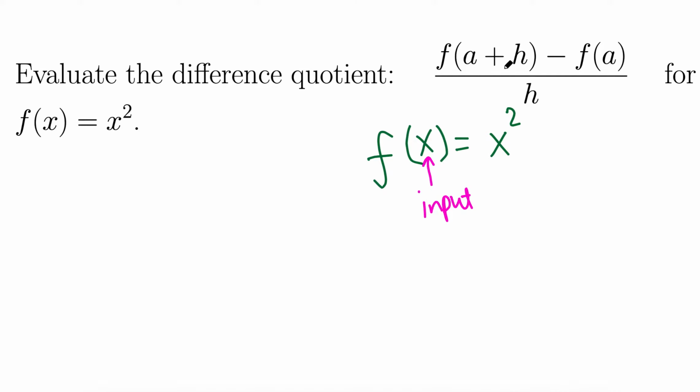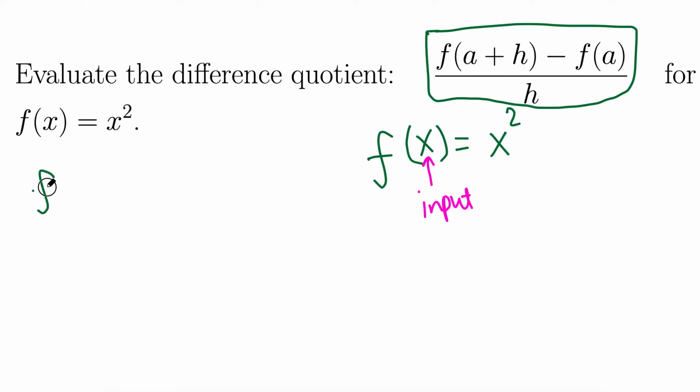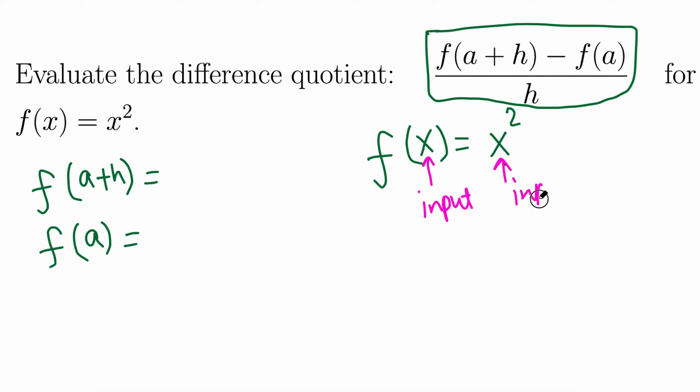Okay, so for this fraction, which is called the difference quotient, we need to evaluate f of a plus h, f of a, then subtract and divide by h. So looking at this function f of x equals x squared, the second one is easier. When we have input a, the output is input squared. So f of a would be then simply a squared.